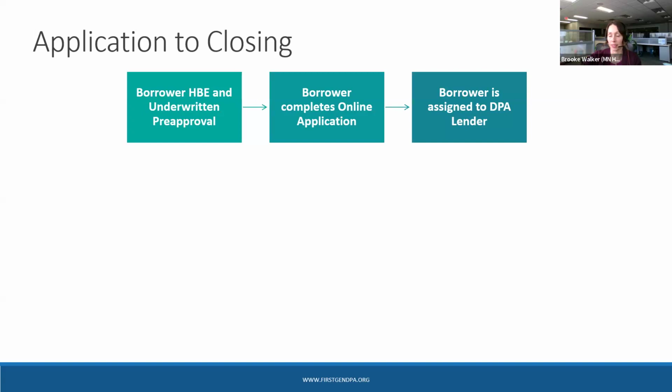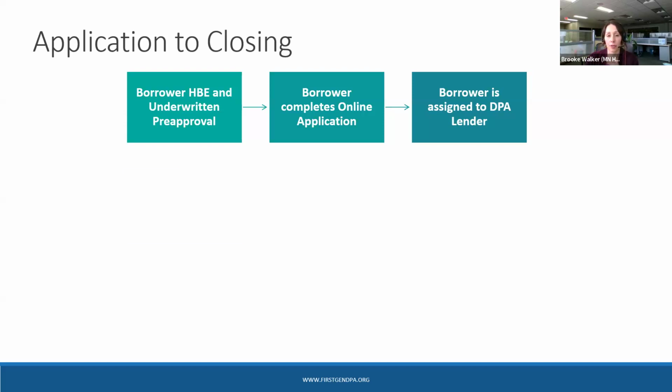There will not be the opportunity for borrowers to go directly to DPA lenders. We are creating an online application as a way to centralize the process. So all consumers will apply in one place, and then on the back end, they will be assigned to a DPA lender based on geography, capacity, and a variety of other things.